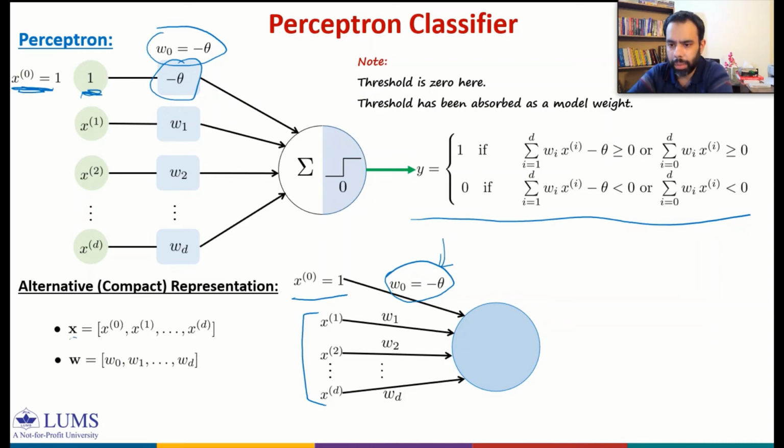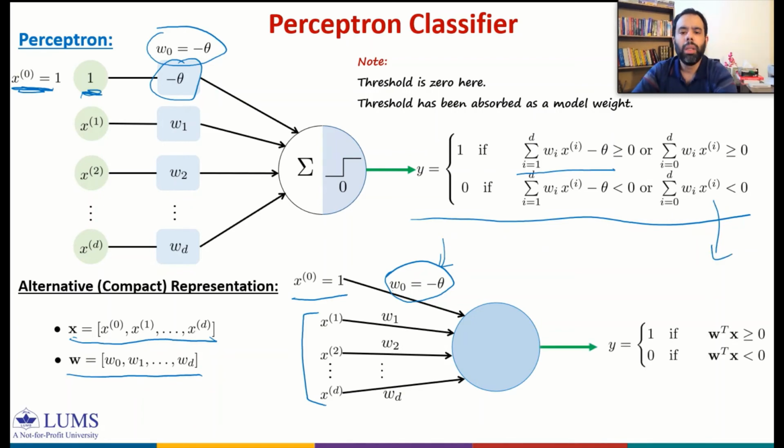If we use vector x to represent d plus 1 inputs, and w to represent d plus 1 weights, I can write this aggregation proposed here as simply an inner product between w and x, or simply w transpose x. We can also write this in this form. If the inner product is greater than or equal to 0, the output is 1. If the inner product is less than 0, the output is 0. Right? So this is a mathematical model of a perceptron, or in fact a perceptron classifier.